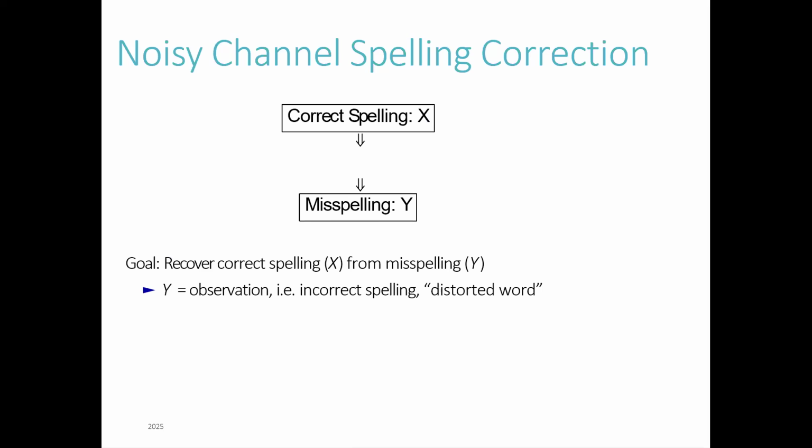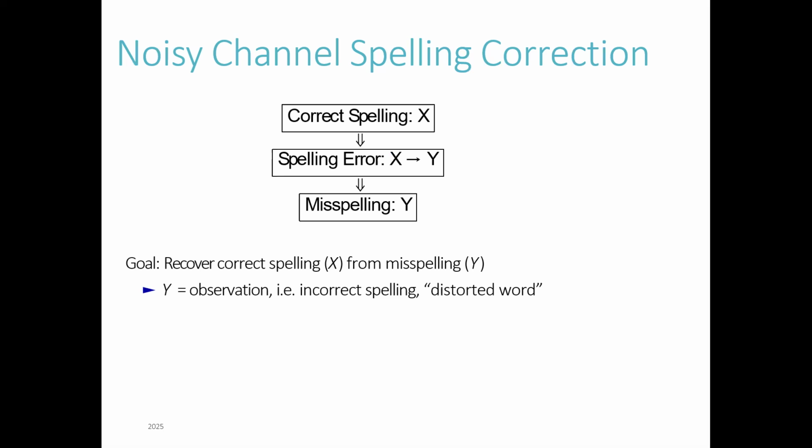Some important terminology here. We're going to start with an example and keep in mind what these things are. So this Y, this misspelling, is our observation. This is our data that we actually observe. In other words, it's the incorrect spelling, or that word that was distorted somehow, if we think about it as a distortion because there was some noise thrown in the middle. We want to figure out what the spelling error was. We want to recover from that misspelling.